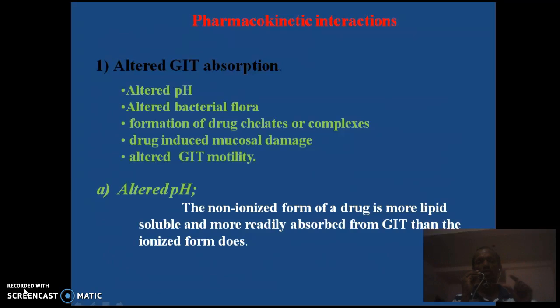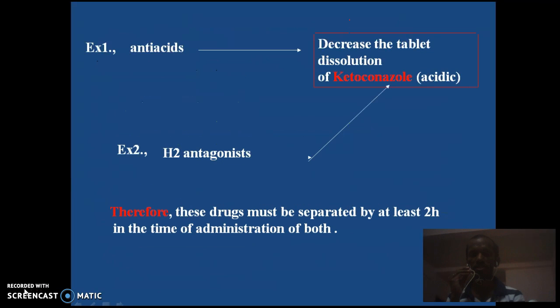So the first possible mechanism is altered pH. The non-ionized form of a drug is more lipid-soluble and more readily absorbed from the GIT than the ionized form. For example, antacids, when co-administered along with ketoconazole, decrease the absorption of ketoconazole by altering the pH of the stomach. Therefore, such drugs must be separated by at least 2 hours in the time of administration in order to avoid such interactions.